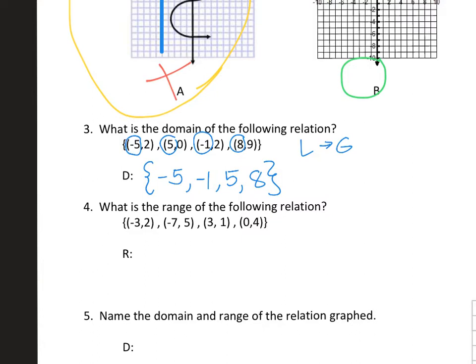Now this one is asking for the range, so this is asking for the y values. Okay, so I'm going to circle the y values, so I have 2, 5, 1, and 4. Again, I want to make sure I have these braces, and then I want to put them in ascending order, so from least to greatest. So I have 1, 2, 4, and 5.